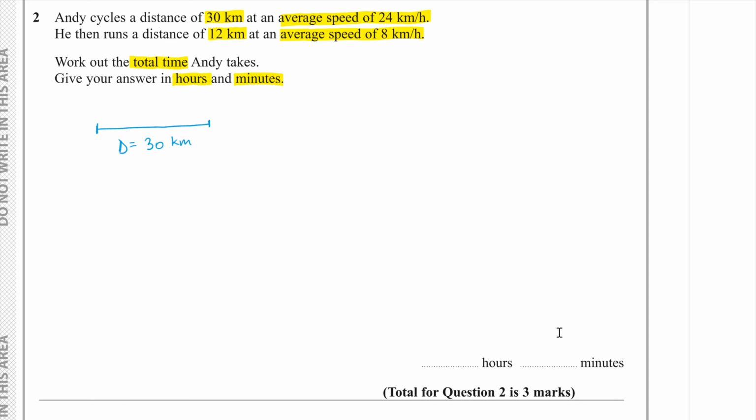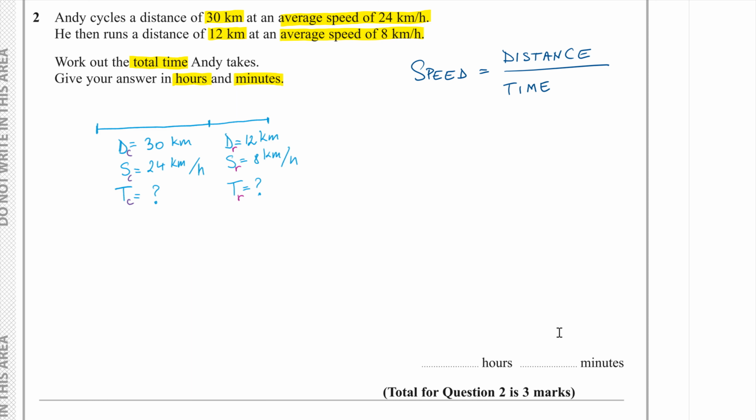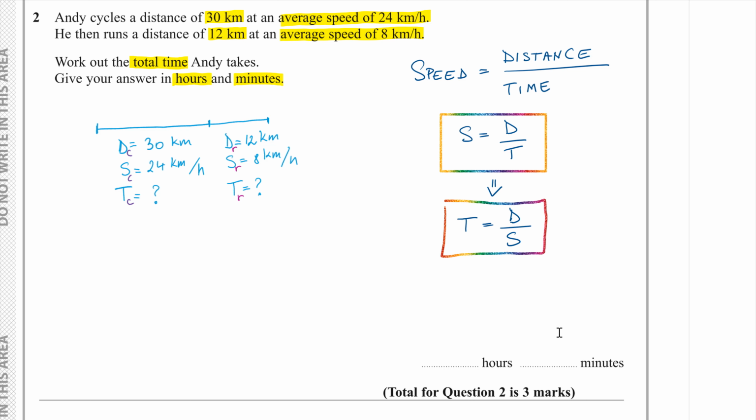The distance d for the first part of the journey is 30 kilometers. The speed is 24 kilometers per hour, and we need to work out the total time it takes. The distance for the second part of the journey is 12 kilometers, and the average speed, s, for the second part is 8 kilometers per hour, and we need to work out the time for this part as well. The formula for the speed is distance over time. Rearranging this, we get the formula for the time. The time is distance over speed.